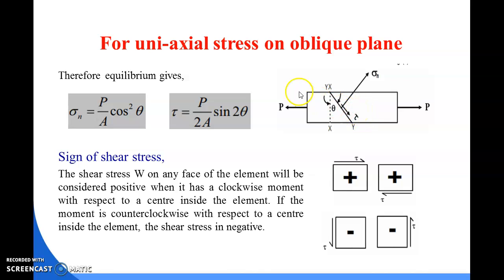Okay, so how will you determine it? The formula is sigma n equal to P by A cos square theta. So P you can find out from this value and A you can find out from this object size. Then this value is your theta. Okay, so you just put all these values over here and find out the sigma n value. In this way, you have to determine the value of shear stress, which is denoted as tau, and tau equal to P by 2A sine 2 theta. Okay, by this formula you can get your tau value.